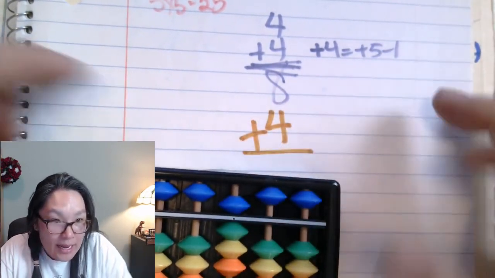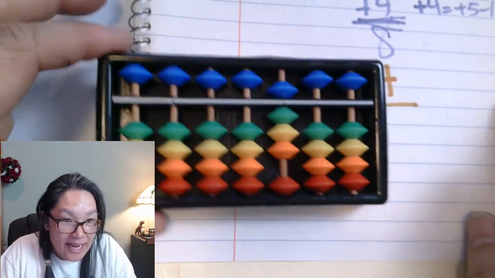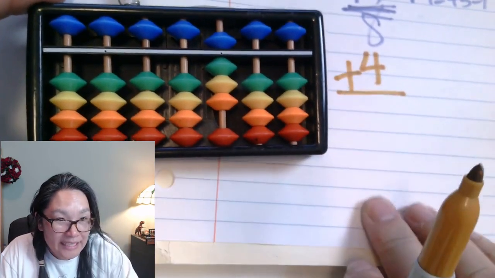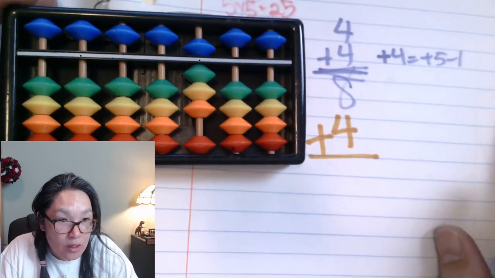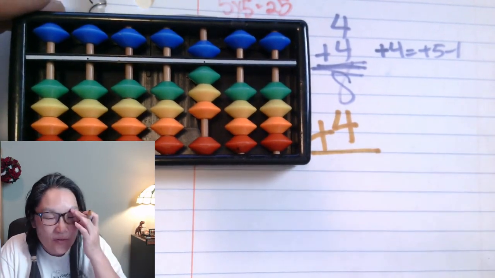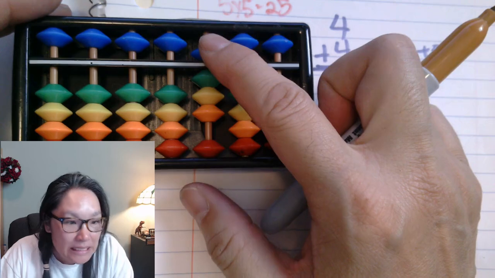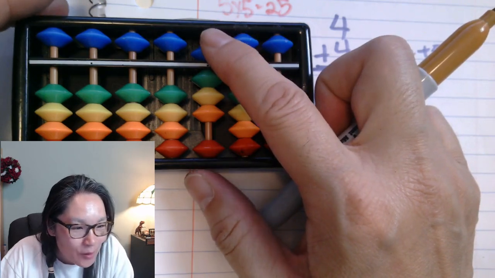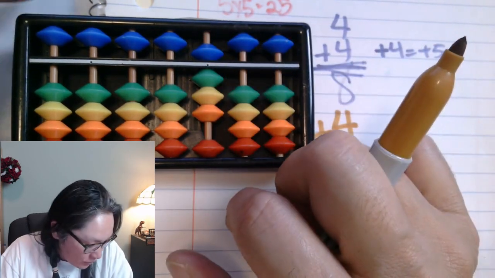Wait a minute. What happens? Well, I can't add another 4. What can I do? I can use a 5? No, I can't use a 5 anymore. Nuts. Now what am I going to do? Hi, Iris. Welcome back. I can't use a 5. So what do we do?